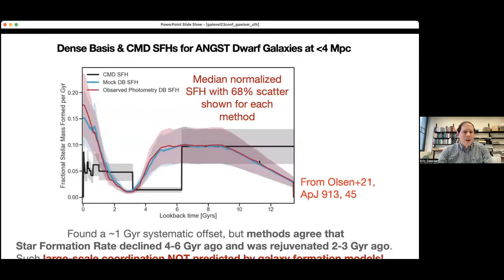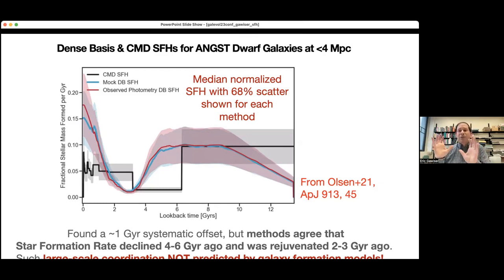And this is what we found. So if you basically look at the black curve initially, these are the binned color magnitude diagram-based star formation histories, taking a median over the entire sample of ANGST dwarf galaxies in the local volume, and then using the 68% scatter to get an uncertainty on each. So the star formation rate was high and dropped and then rose again. So we had a period of quiescence across the local volume without a lot of scatter in that from 3 to 6 gigayears of look back time.